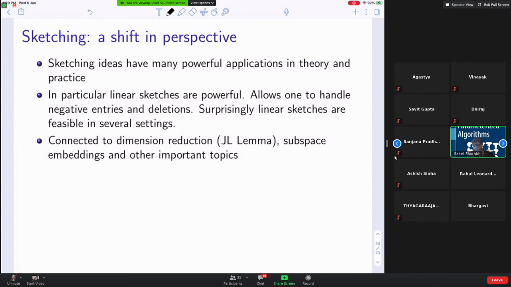Particularly, linear sketches are very powerful. You can handle negative entries and deletions. And surprisingly, linear sketches are feasible in several settings. Streaming algorithms are one such setting. This is a roadway to other important items in big data, like dimension reduction, such as the Johnson-Lindenstrauss lemma, or subspace embedding, and other important topics like coresets. This is from where things flow. So in that sense, F2 estimation from the linear sketch perspective is very important and interesting. I think that's all I want to tell you about sketches.